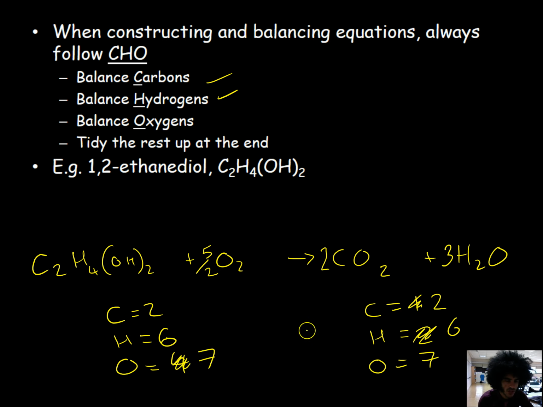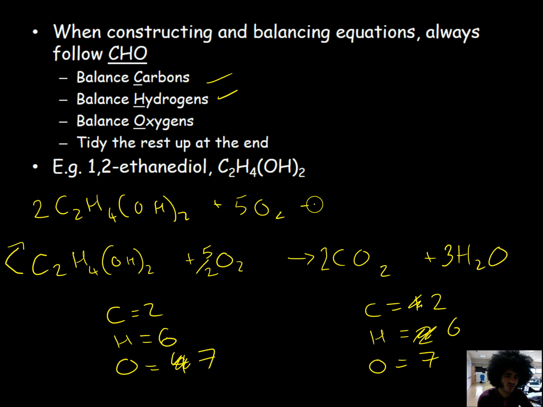Alright, now because we've got another fraction here, we have to double the whole thing up. So if we double up, and then we're going to check our numbers one last time. So one lot of that, therefore to double up we need 2 lots of C2H4(OH)2 plus, double that up makes 5, because I'm just getting rid of the 2. And that makes 2 lots of 2, which is 4 lots of CO2, plus 2 lots of 3, which is 6 lots of H2O. Oh, let's just double check our numbers.